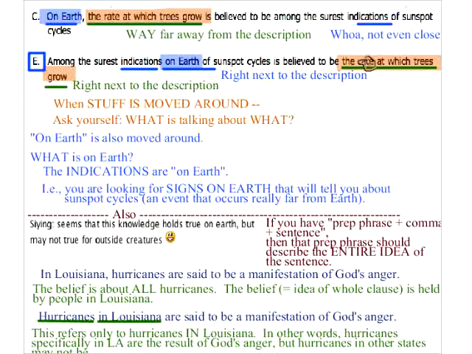Meaning that if you could look at indications on the sun, you would have a lot better indications because you're looking for sunspot cycles. But if you have to look at stuff on Earth, then this is as good as you're going to get. So that's a good point. And you can also retain this about prepositional phrases out in front of sentences. They're supposed to describe the entire thing. So nicely done. Any questions about these examples, or whatever else?